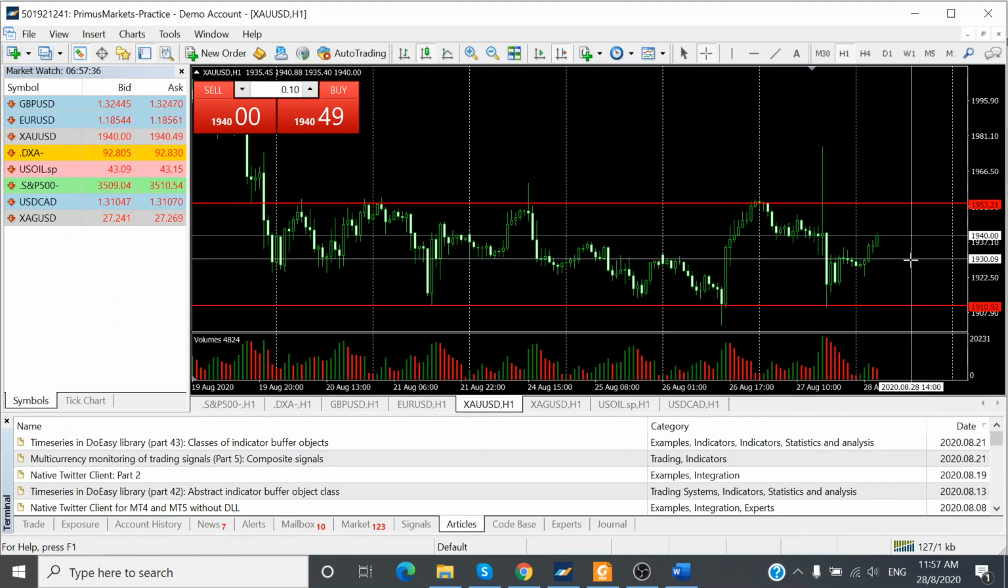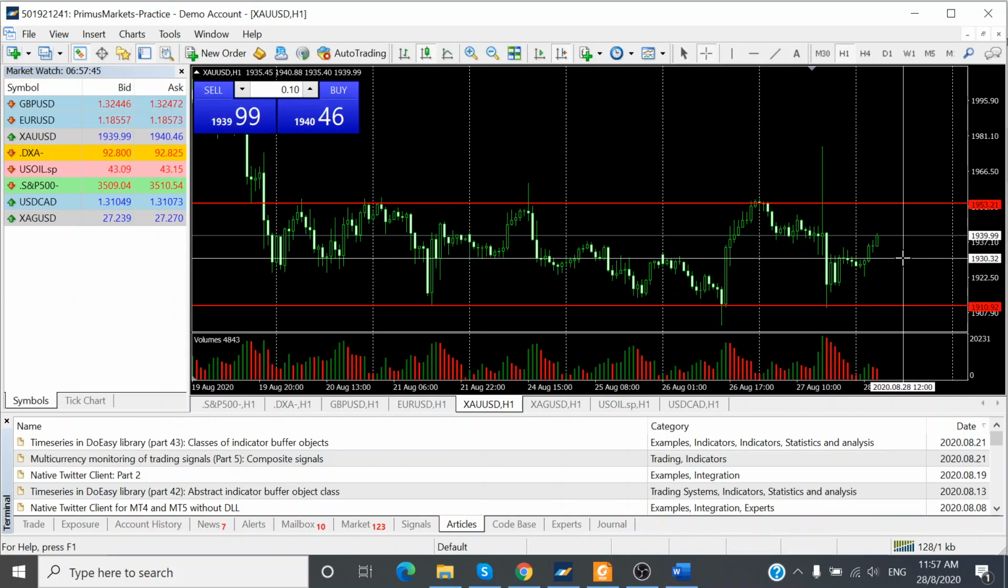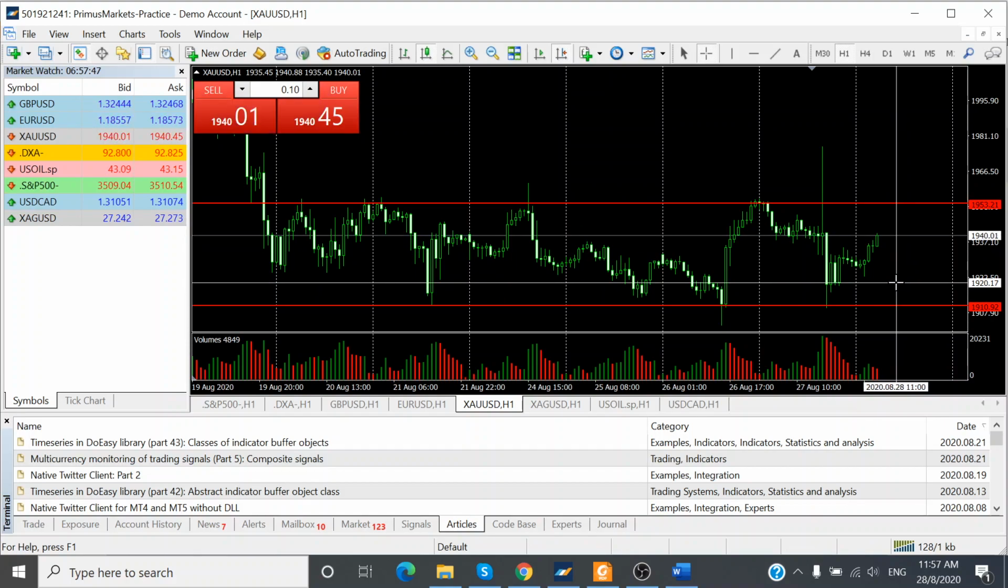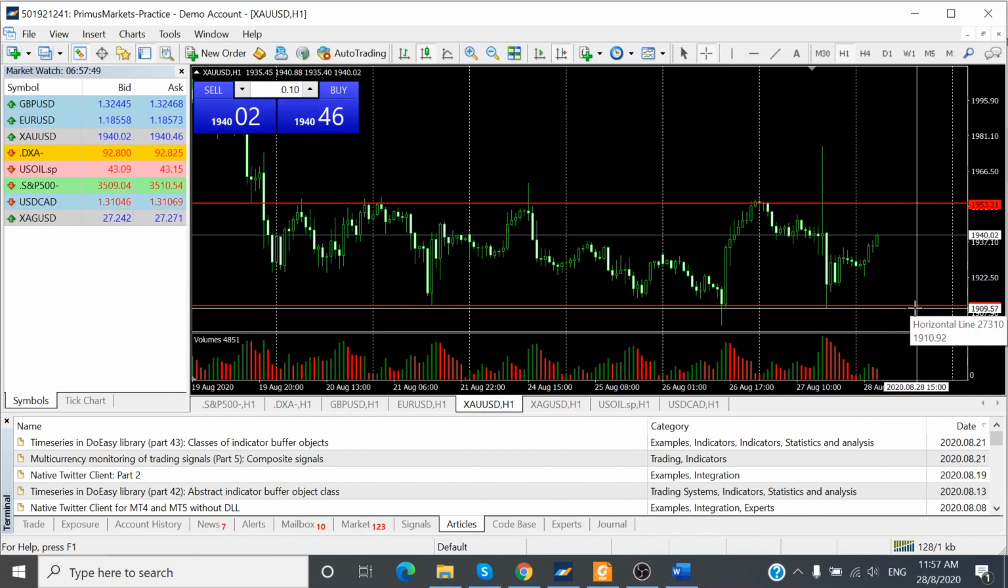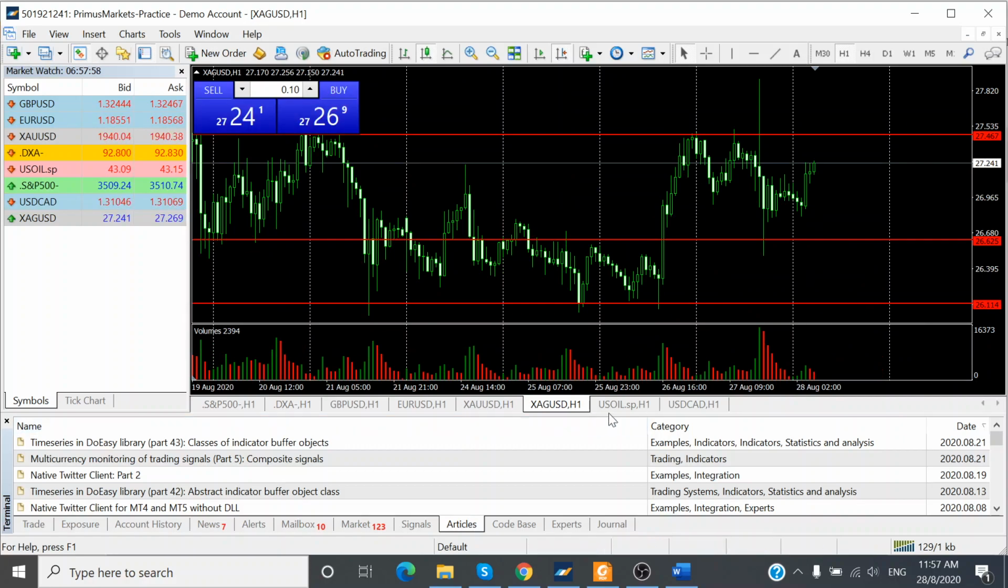And if this does pull back, we are looking at support levels of 1,929, which is about 10 US dollars to the downside. This will be the immediate short-term support and resistances. And further, a stronger support would be at 1,910 levels, which is about $30 to the downside. Okay, so silver, pretty much the same movements.